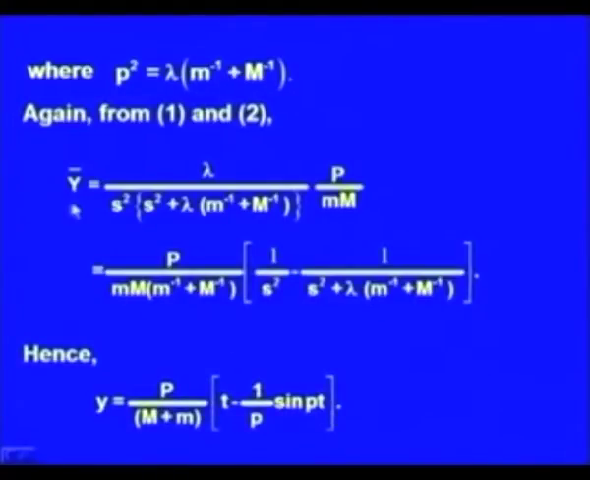And when we take the inverse Laplace transform of this equation, we get y equal to p over (m plus capital M) into the inverse Laplace transform of 1 over s square, which is t, minus, again taking p square equal to lambda times (m to the power minus 1 plus capital M to the power minus 1), the inverse Laplace transform of the second term, which is sin p t over p.